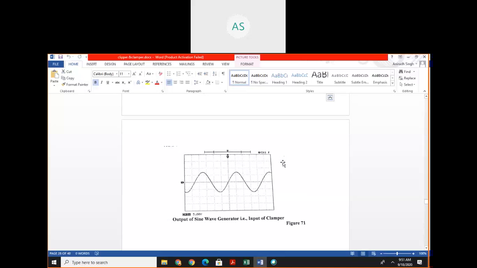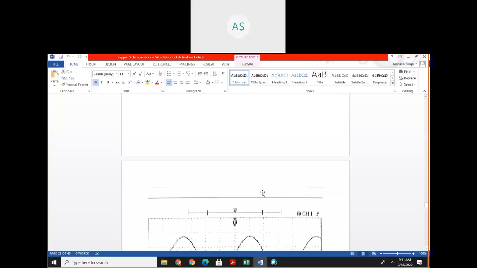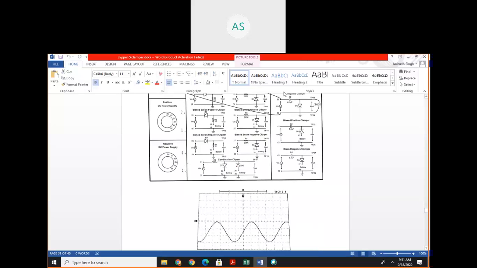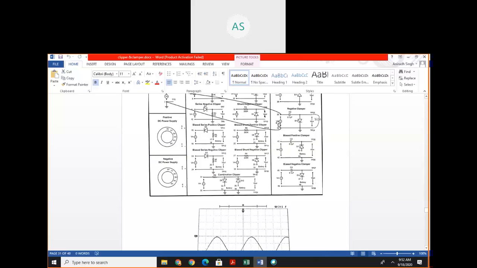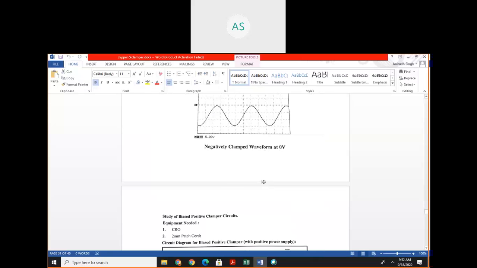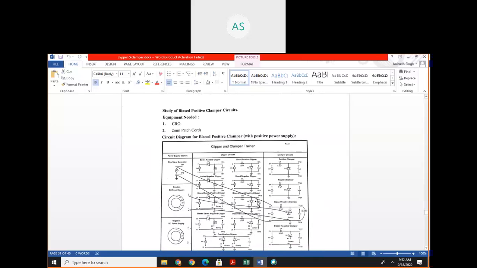Clear. In bias clamper circuit, we use a battery in series with diode. And this is the clamper waveform, output waveform of clamper circuit. In this, waveform is clamped at minus 5 volt, and this waveform is clamped at 0 volt.